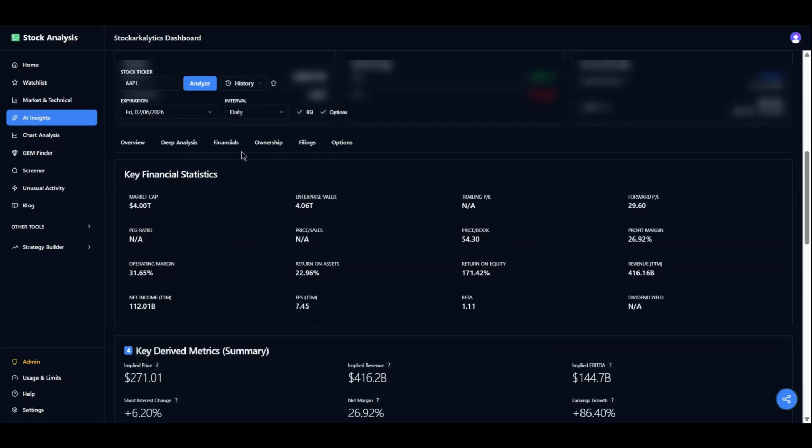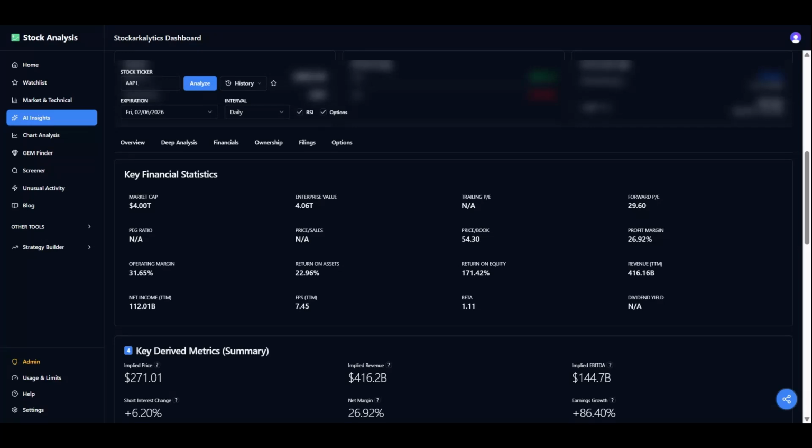At the top, you'll see key financial statistics. This is your quick fundamental snapshot. Things like market cap, enterprise value, forward PE, price to book, profit margin, operating margin, return on assets, return on equity, revenue, net income, EPS, and beta.